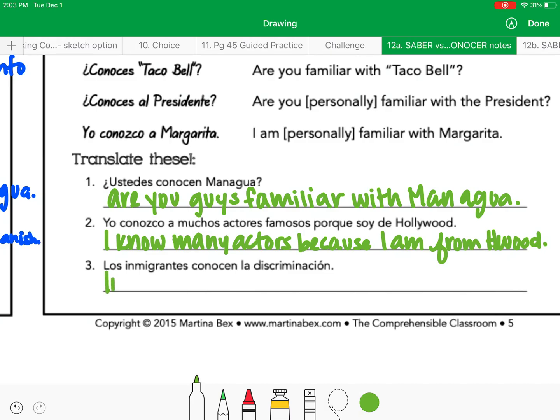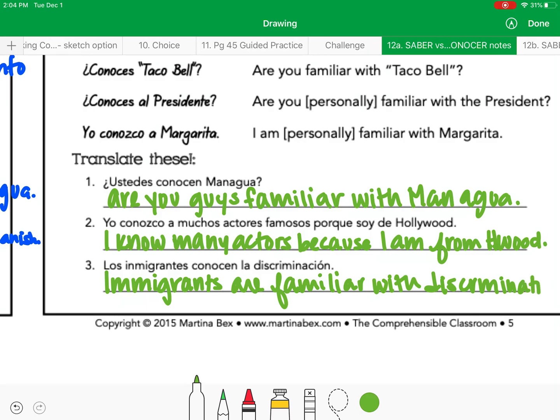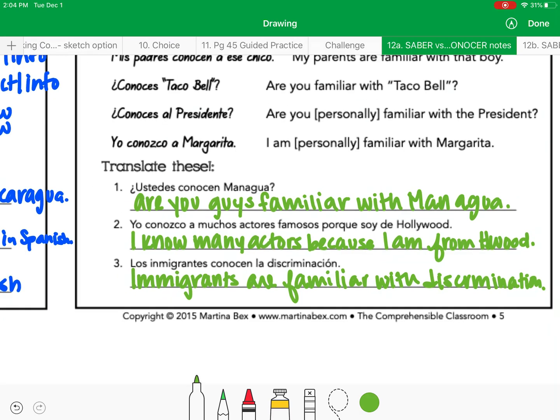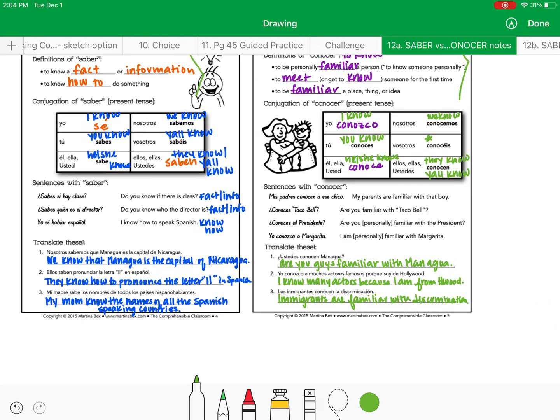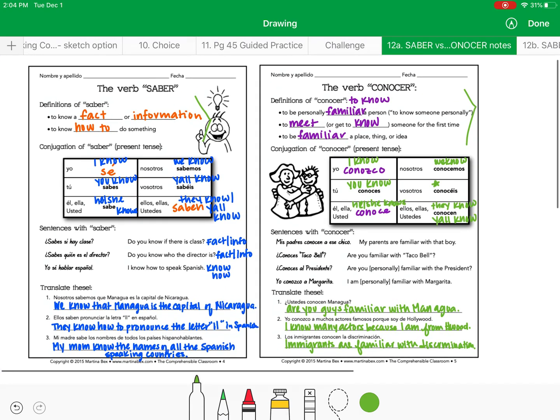It says immigrants are familiar with discrimination. Okay, so those are the notes over conocer and saber. They both mean to know, but you got to know when to use them. Let me know if you guys have any questions.